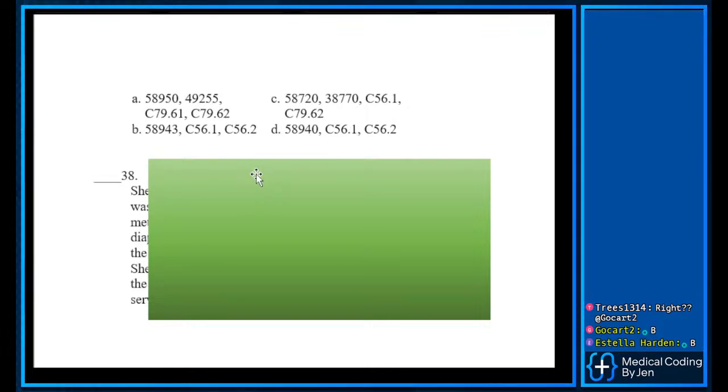Good job, Estella. All right, let's look at the available answers we've got here. We've got two that are 8940. And they both have the same diagnosis codes. And then this is an 8950 and an 8720, so they're not even close. So let's go see what our differences are between, and our headers are for the 8940 and 43. I like those two just because they're similar.